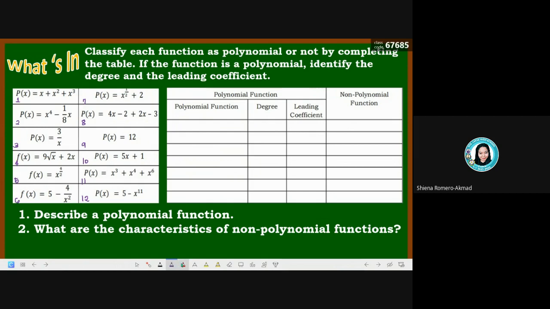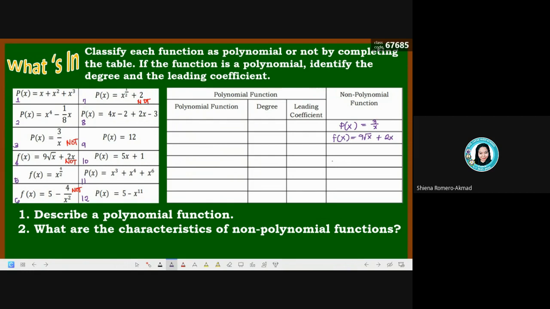And ano-ano po yung mga numbers na yon? So ito po yung mga numbers na yan. We have 3, 4, 5, and 6. I mean 6 and 7. So these are non or not polynomial functions. So let me write it here. We have p of x equals 3 over x. Then the other one is f of x equals 9 square root of x plus 2x. So pwedeng p of x, pwedeng f of x.